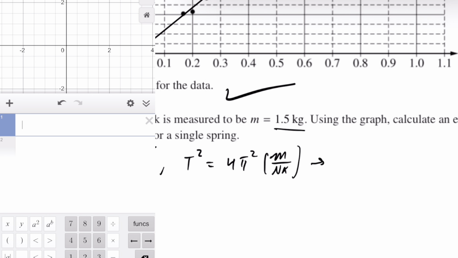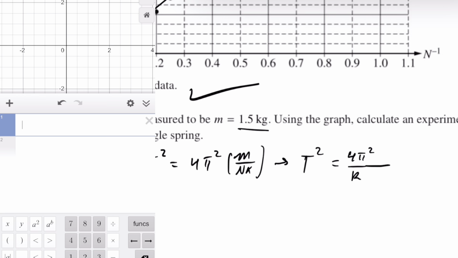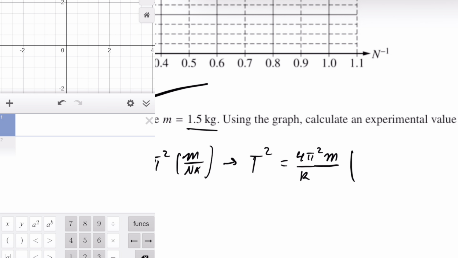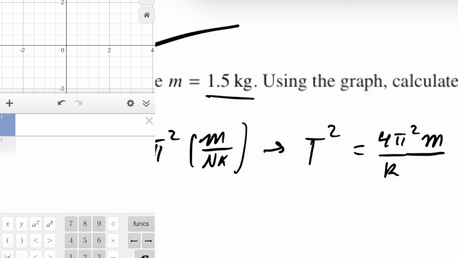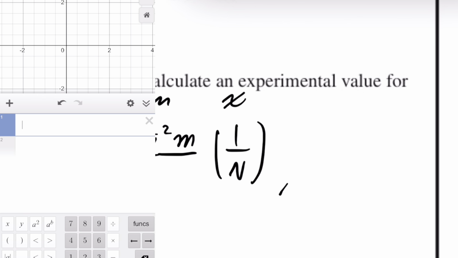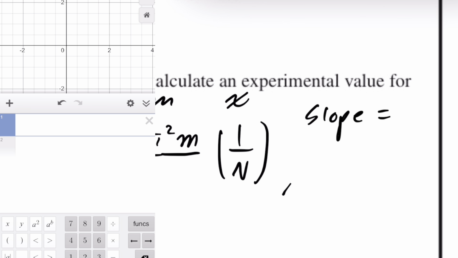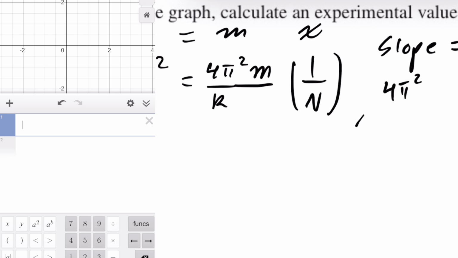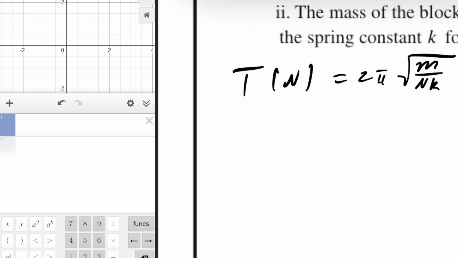So I'll rearrange this a little bit so it'll become linearized. So 4 pi squared over k, we'll include m in this numerator, and then times 1 over n. Now if you see, it's starting to look something like y equals mx. So we'll make this statement that slope has to equal 4 pi squared m over k, because we linearized the equation. And then we'll rearrange it so we solve for k, so that k is equal to 4 pi squared m over slope.